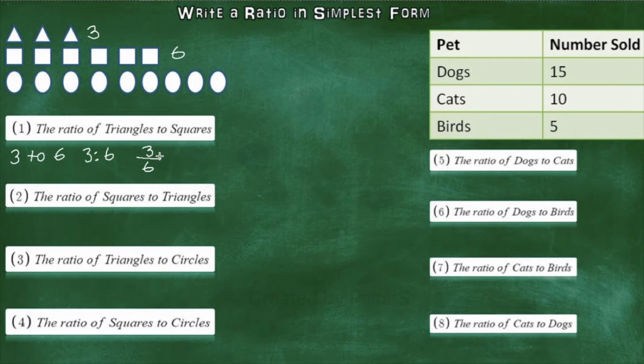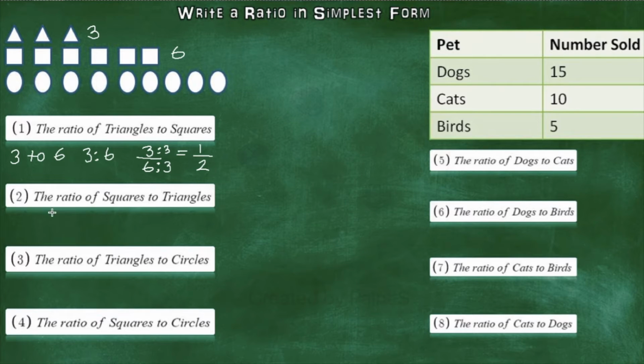So 3 over 6, we can divide both numbers by 3, since 3 is a factor of both. 3 divided by 3 is 1. 6 divided by 3 is 2. So the ratio of triangles to squares is 1 over 2, which also means we have 2 times more squares than triangles.